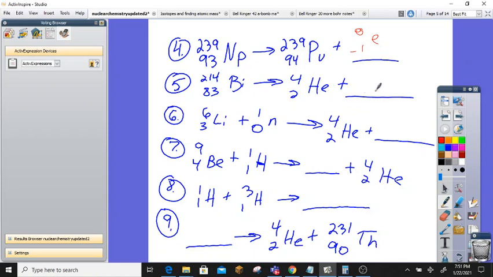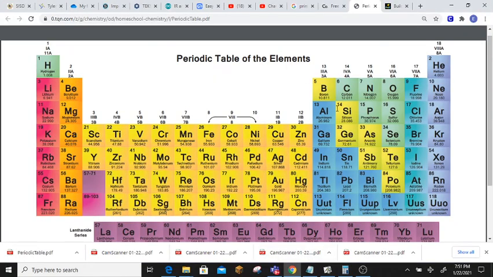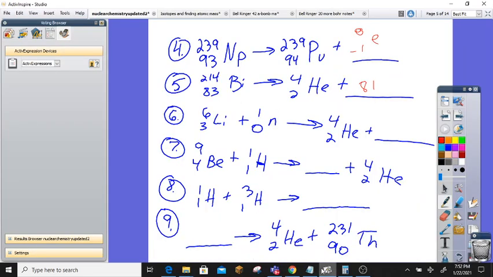Okay, we're trying to look for the element here. 2 plus what is 83? 81. 81, 82, 83, yes. And then now we look for element number 81. Right there, thallium, Tl. So we need this to equal 214. 4 plus what is 214? 210.